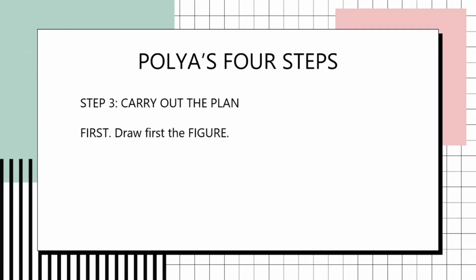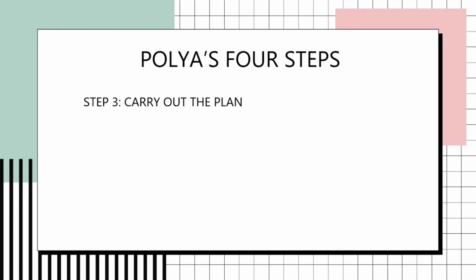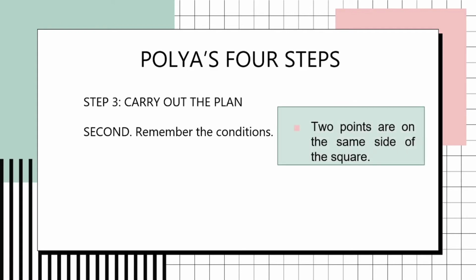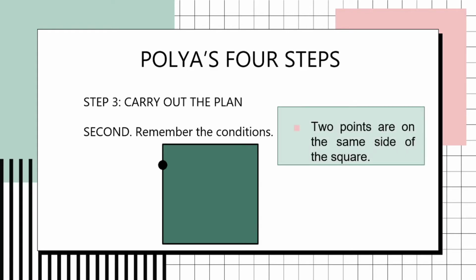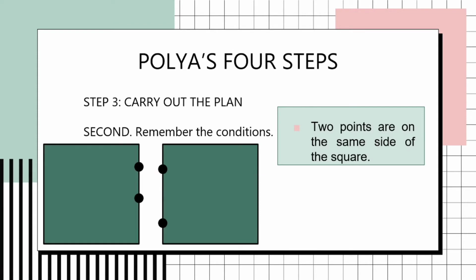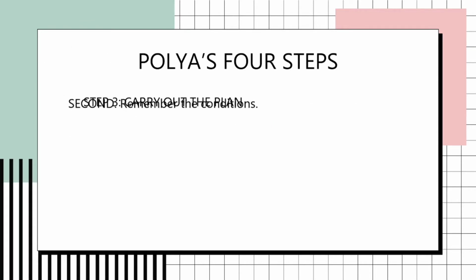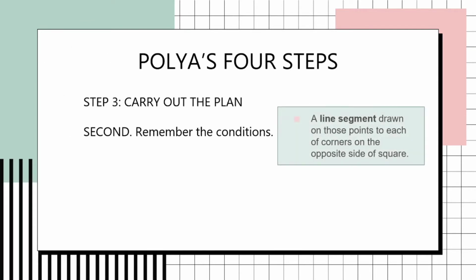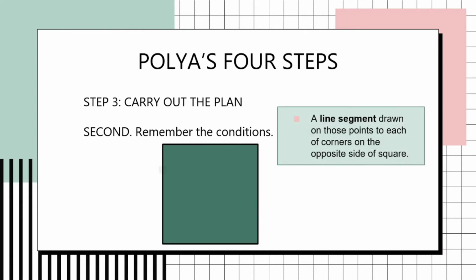So first, we need to draw the figure, which is a square. And remember the conditions. First, 2 points are on the same side of the square. It can be here on the left side, or it can be here on the right side. Second condition, a line segment is drawn from those points to each of the corners on the opposite side of the square. So we need to plot the 2 points and draw the line segments.